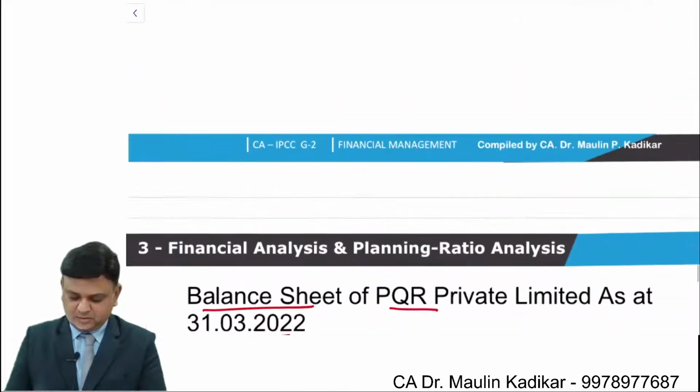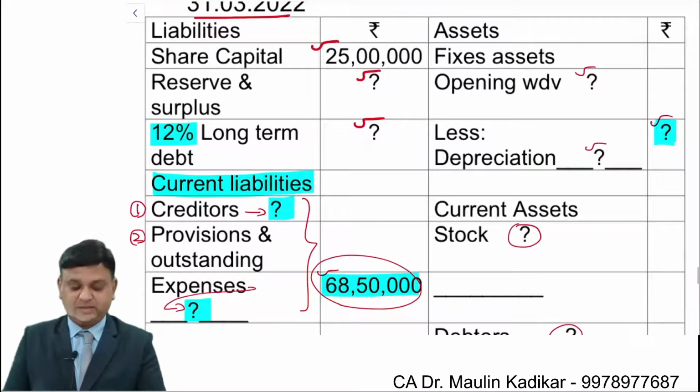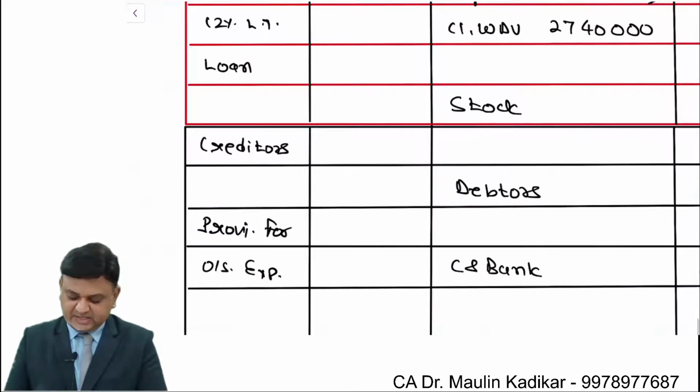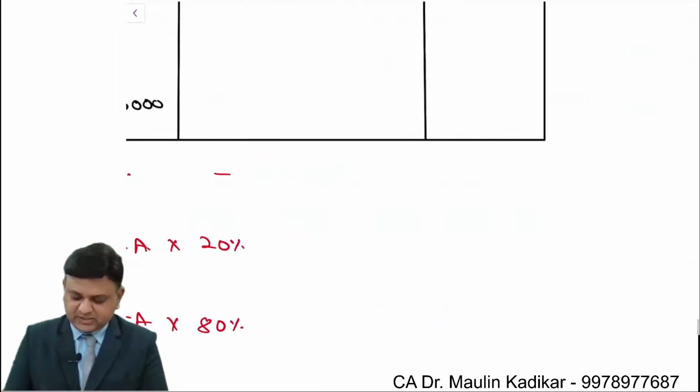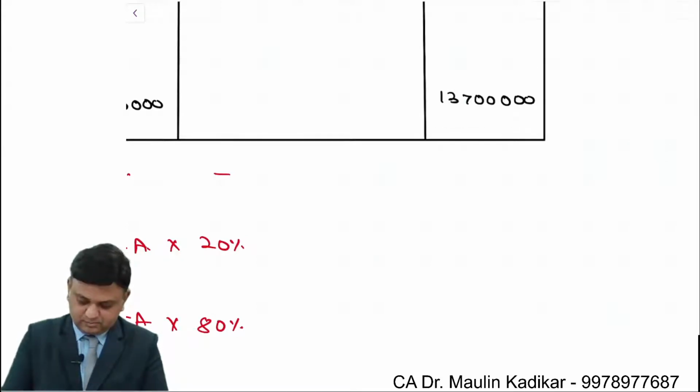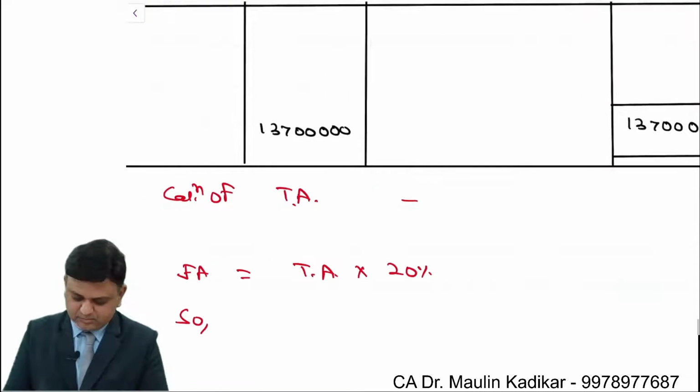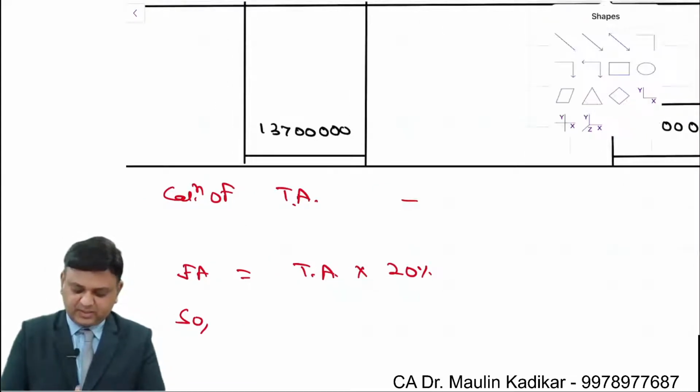Now, this is the balance sheet format. We understand that the total we have of the assets and liabilities is 137 lakhs. Total assets is 137 lakhs. And whatever is the total assets itself is the total liabilities.